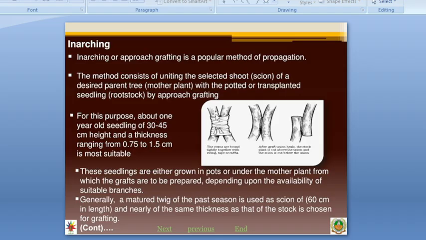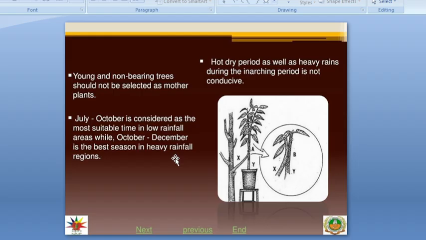Both the sides, they will cut it like this, in a slant cut they will give, and they will tie both the cuts, and afterwards it will start producing the roots, and then we can separate it here, and we can use it as a separate plant. So this is the commercial method. July to October is the best season for doing this.